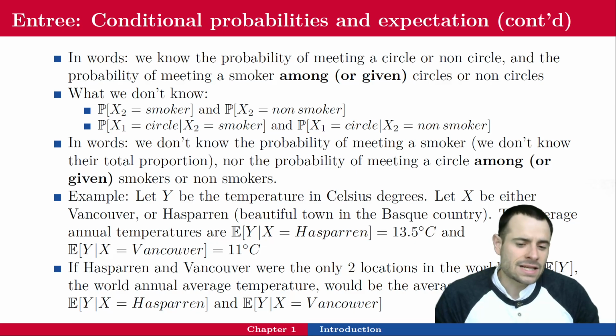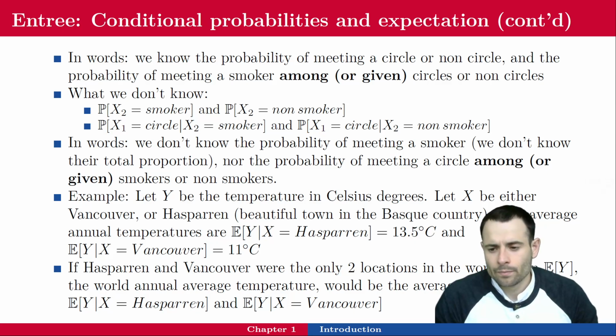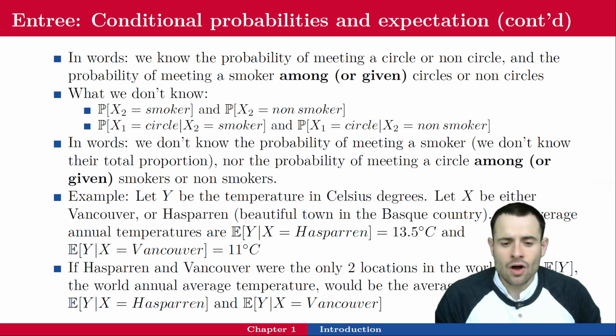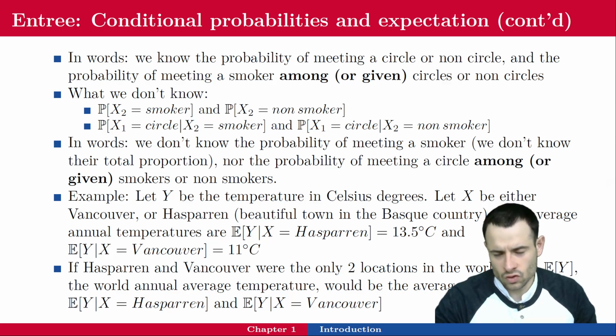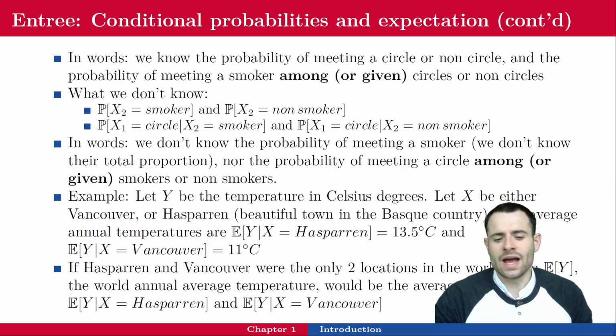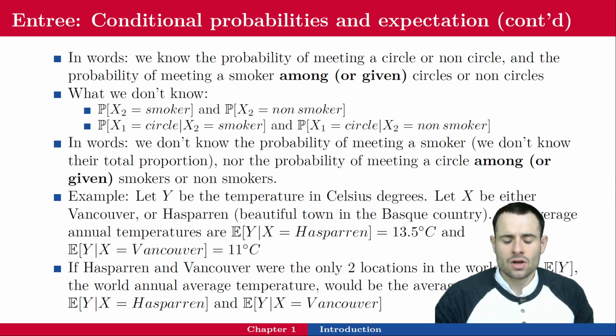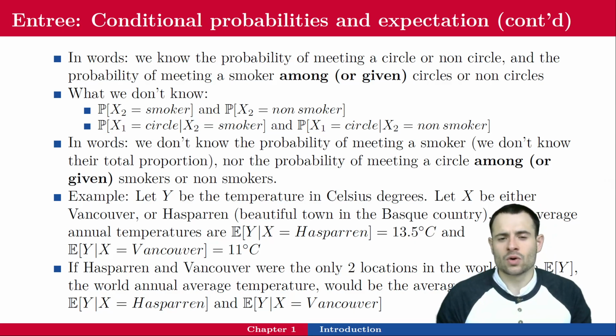Now, imagine that Hasparren and Vancouver were the only two locations in the world. If you want to compute the average temperature in the world, then you can take the average of both of these numbers. You take the average of 11 and 13.5, which would be something like, what is it, 12.25 degrees Celsius is the average temperature in the world here. But when I fix the location, of course, the temperature is going to be different.